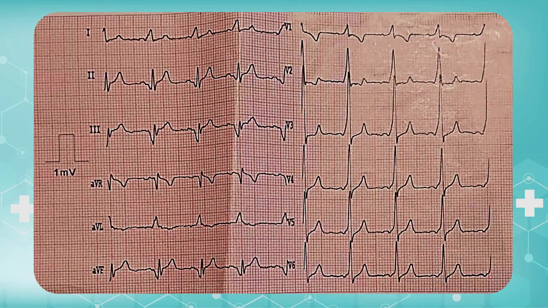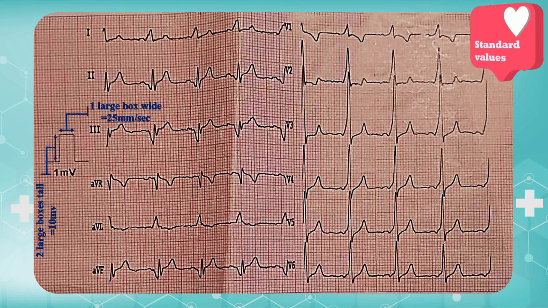As usual, to interpret every EKG tracing perfectly, use the 10-step approach. First, start with standard values. The EKG speed and voltage are 25 mm per second and 10 mm per millivolt. So, this is a standard and acceptable strip.